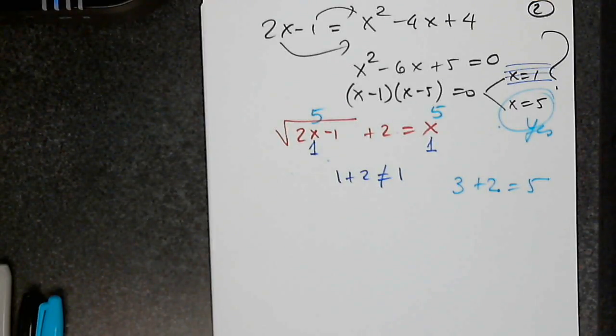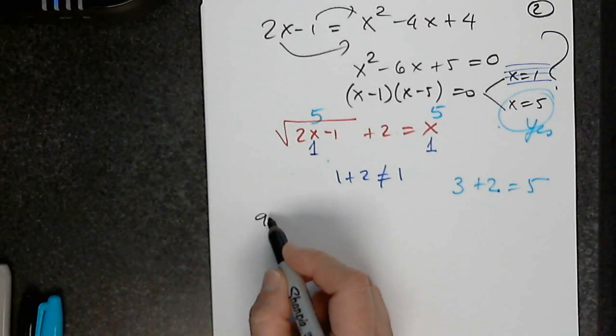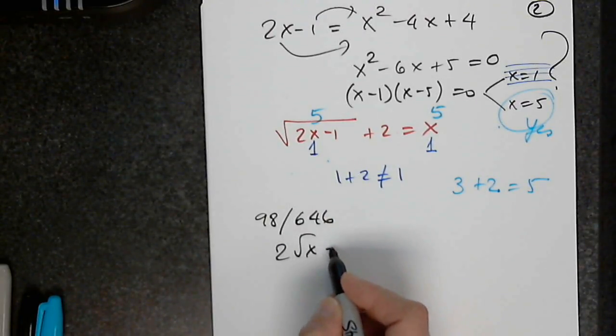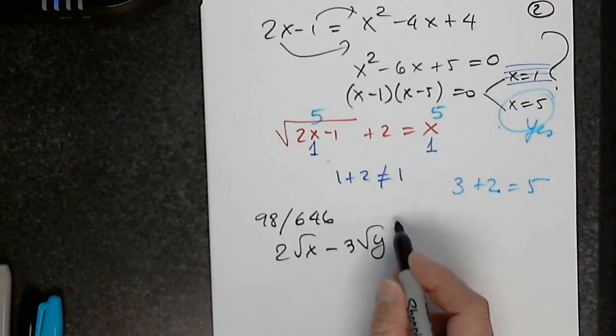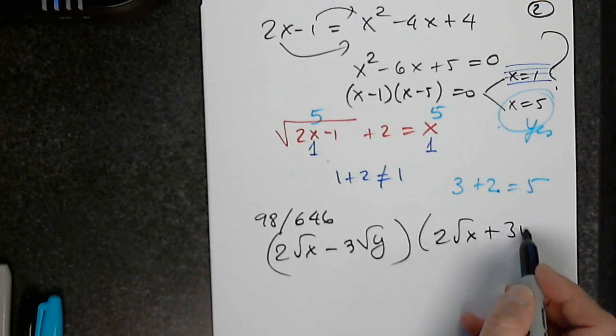Here's another problem. Let's say 98 on page 646. And 2 the square root of x minus 3 the square root of y multiplied by 2 the square root of x plus 3 the square root of y.